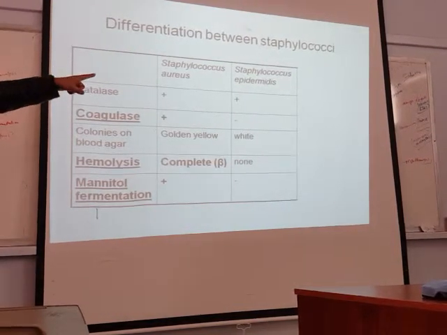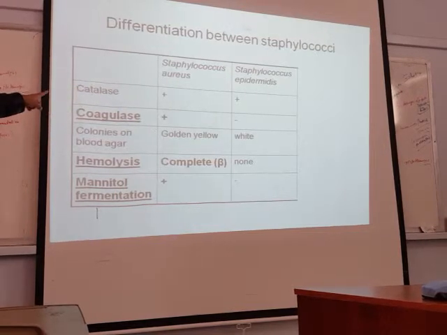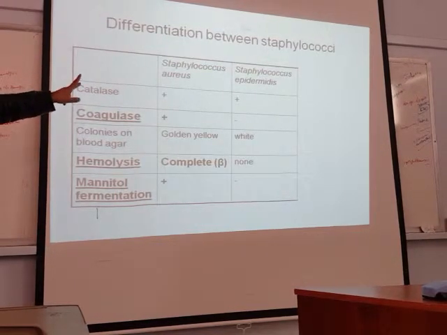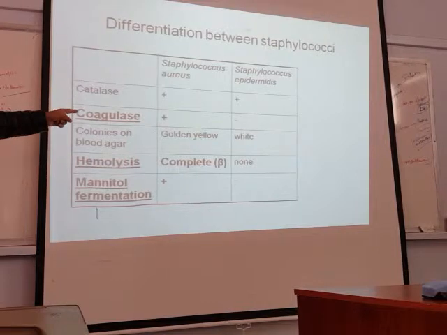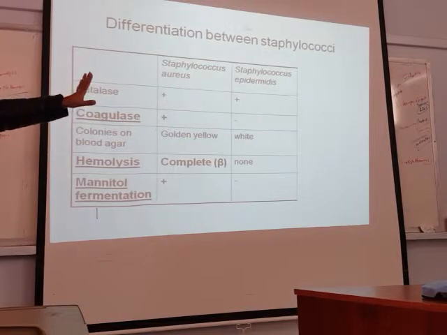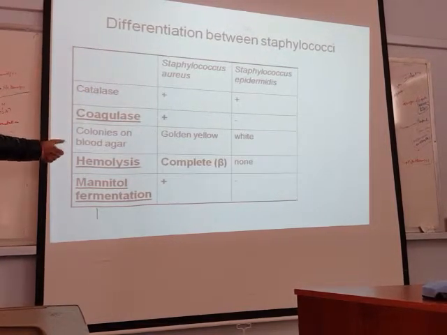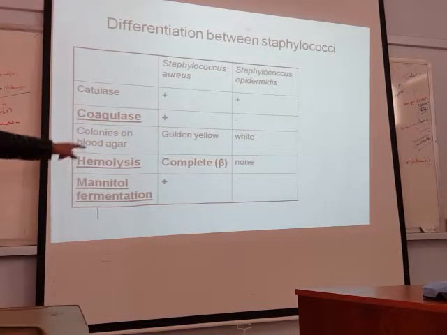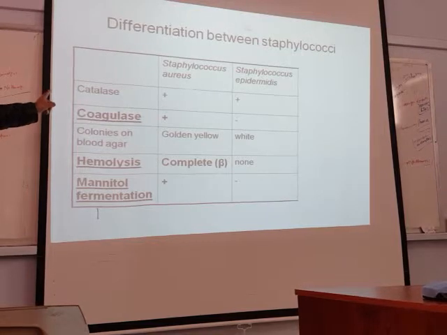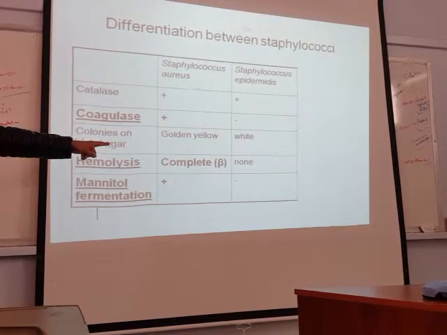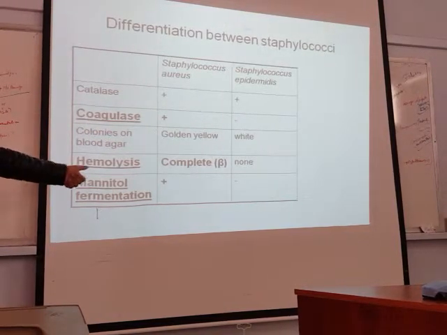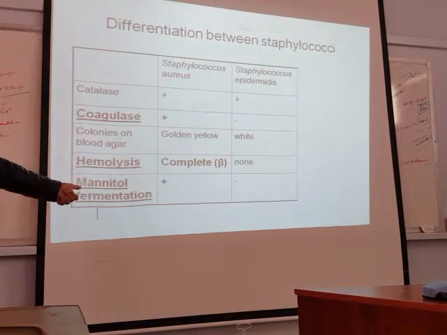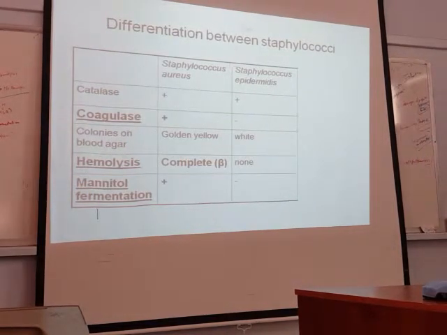Staph aureus, Staph epidermidis, catalase: I said both are positive. Coagulase: aureus positive, epidermidis negative. Colonies on blood agar: gold and yellow for aureus, white for epidermidis. Hemolysis: beta hemolytic for Staph aureus, no hemolysis for epidermidis. Mannitol fermentation: positive for Staph aureus and negative for epidermidis.